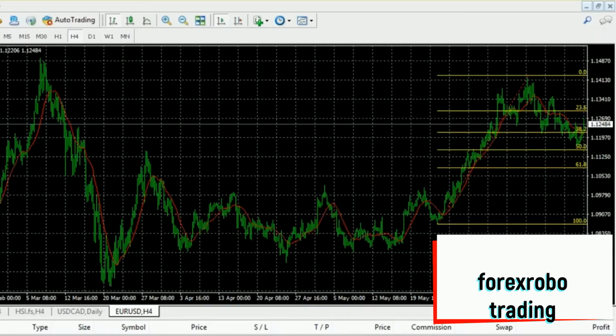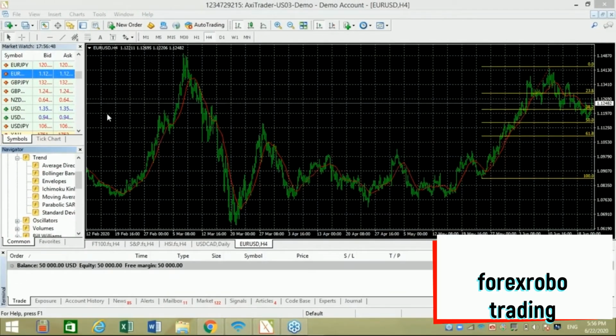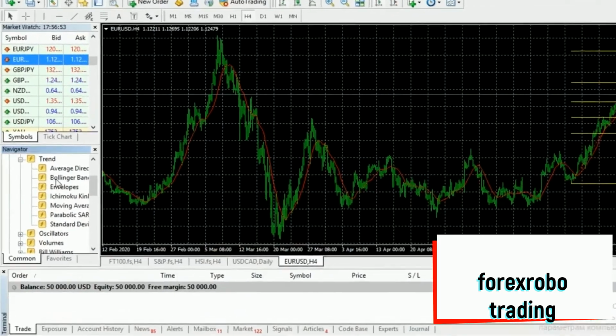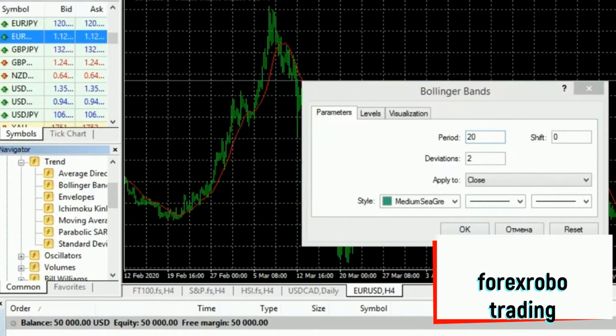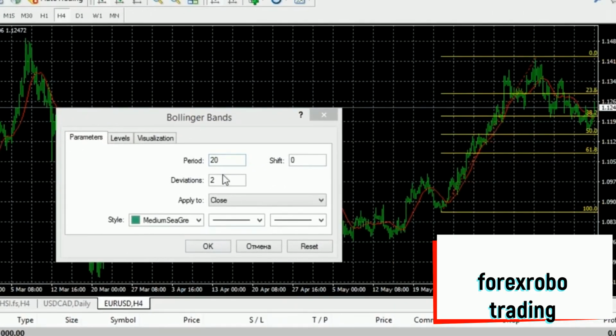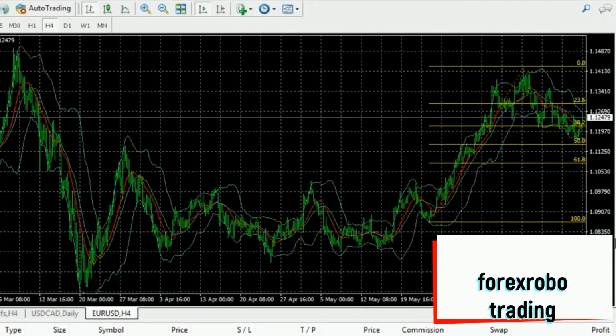Now I'm going to add another trending indicator, which is Bollinger Bands. So I'm going to go back to my navigator window and double click Bollinger Bands. Again, these are the proper settings for a short-term chart, 20 periods, 2 deviations. The green color, sea green, I'm okay with. I'm going to click OK. And then boom, my Bollinger Bands load on this same chart.